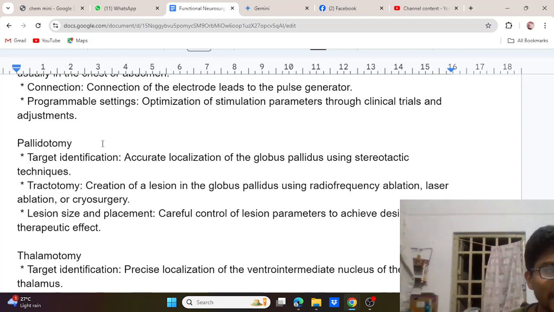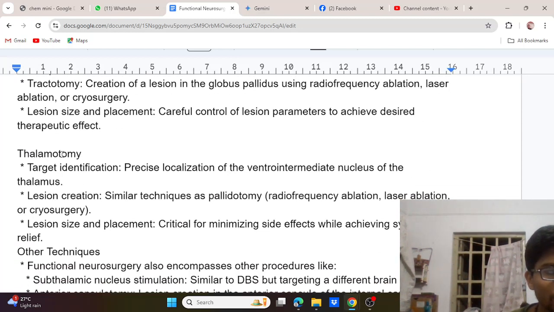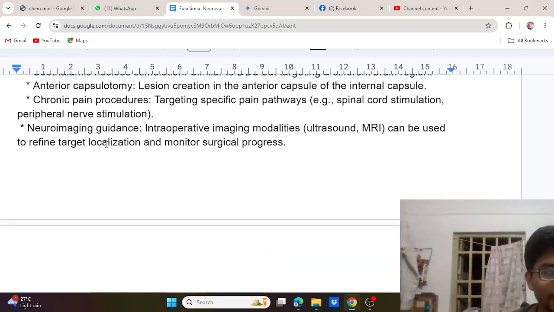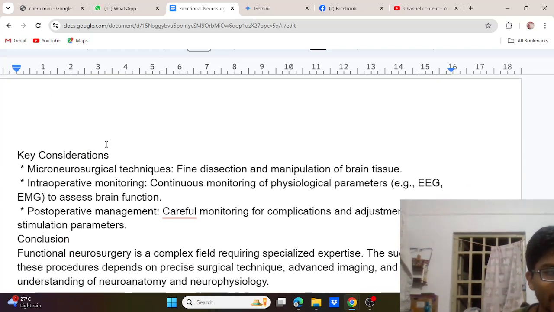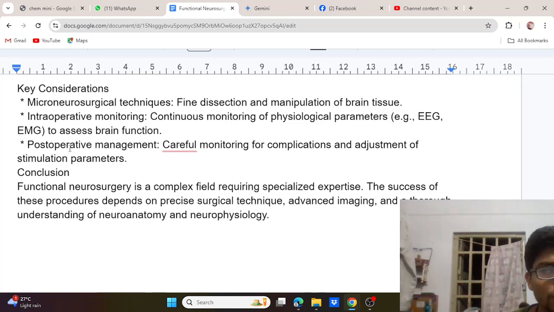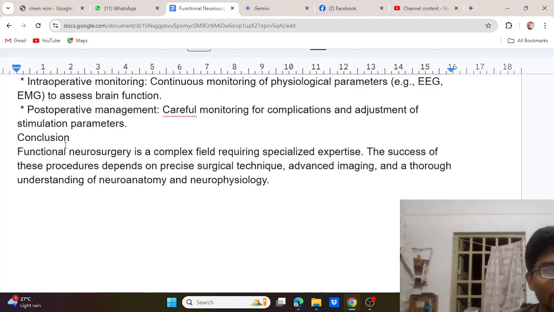Other techniques like pallidotomy, thalamotomy, capsulotomy are used. We have to give intraoperative monitoring in the form of EEG and EMG. Post-operative management, we have to be careful regarding complications and adjustment of the stimulation parameters.